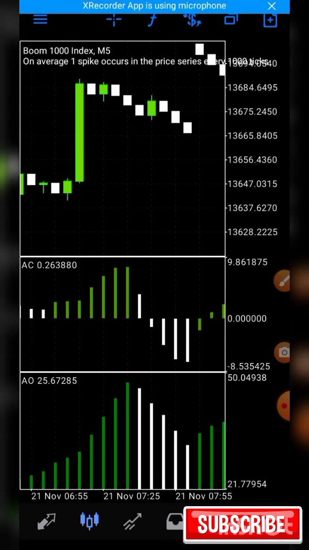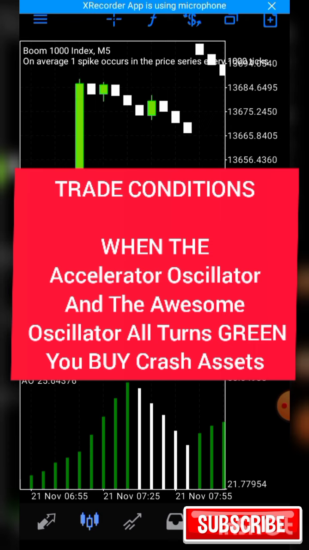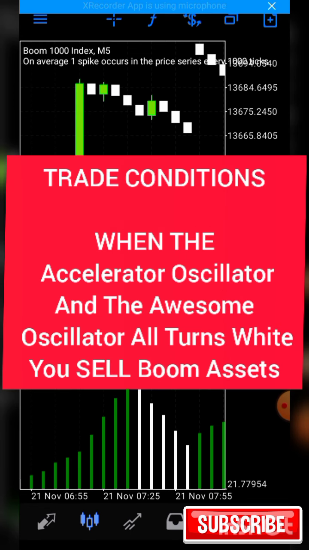Now, how do you trade this system? What are the indications? What are the triggers? What are the signs that show you that you sell or you buy? Number one, when the accelerator oscillator and the awesome oscillator all become green, you buy on crash assets. And when the accelerator oscillator and the awesome oscillator all become white, you sell on boom assets.